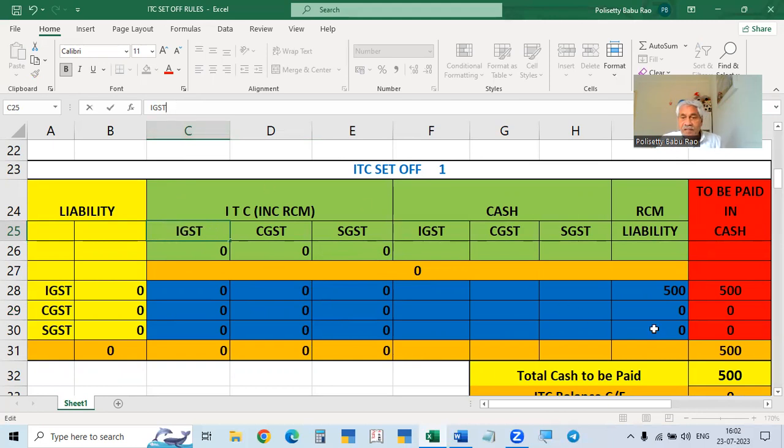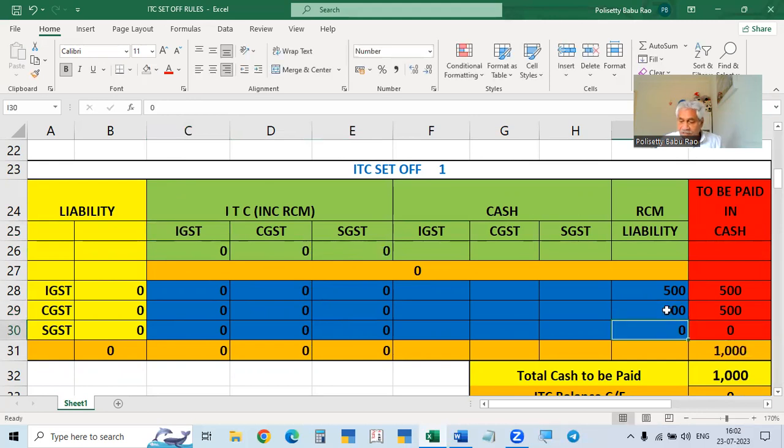If the liability is 500 rupees, 500 rupees, and this is not there, so there are two 500 rupees. So we have to pay in cash, all the two 500 rupees, 1000 rupees you have to pay. This CGST and SGST can be added immediately. It will be added to the existing CGST and SGST: CGST 500, SGST 500 rupees to the other ITC. So payment of cash and getting the ITC along with other ITC is to be done.